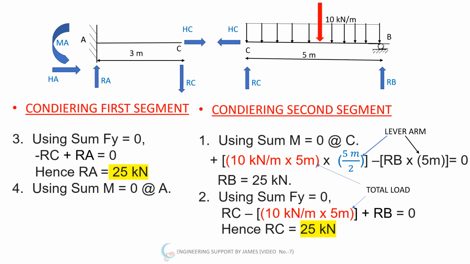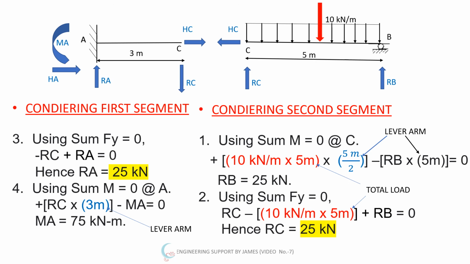So next will be the moment. I'll consider the moment at A equal to 0. RC positive means clockwise moment. RC multiplied by 3 meter is the lever arm. Then minus MA. MA is anti-clockwise moment. This is negative. Then I'll equate it to 0. So RC multiplied by 3 minus MA equal to 0. After solving this equation and adding the value of RC, which is equal to 25 kilonewton, I'll get the value of MA is equal to 25 multiplied by 3, which is equal to 75 kilonewton meter.